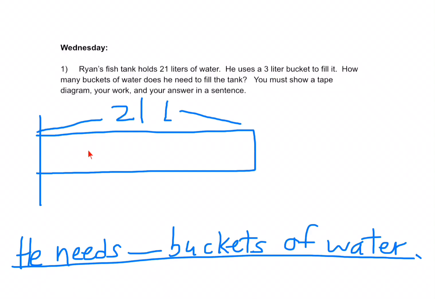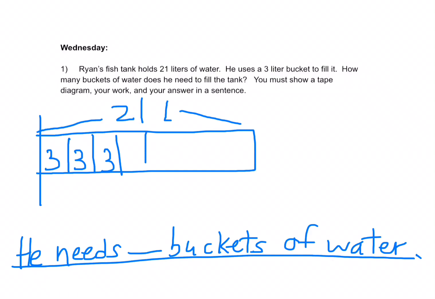Well, if we imagine that this is empty, and then we fill it with 3 liters of water, what we're going to have to do is show a section. There's the first bucket, 3 liters. Is that going to give us 21 yet? Nope. Let's continue on. Another 3. That doesn't give us 21 liters yet, so we're going to have to count by 3s until we reach 21, hopefully. So 3, 6, let's continue on.